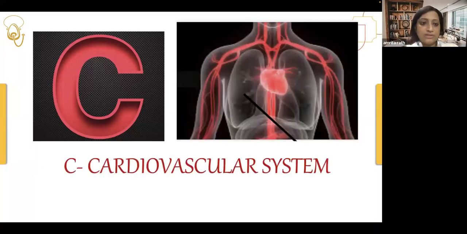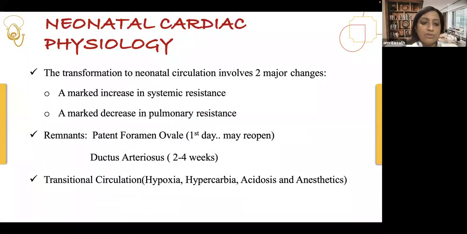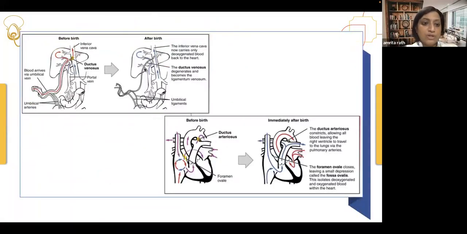C comes the cardiovascular system. So what happens in a newborn? There is a flip-flop circulation. So there is the ductus venosus, the ductus arteriosus. Initially there will be very high pulmonary vascular resistance, and there will be a decrease in systemic vascular resistance. So blood never gets the chance to get into the lungs. As soon as the baby takes the first inspiration, the lung expands, and the cutting of the umbilical cord will increase the SVR. That is why the blood starts going into the lungs.